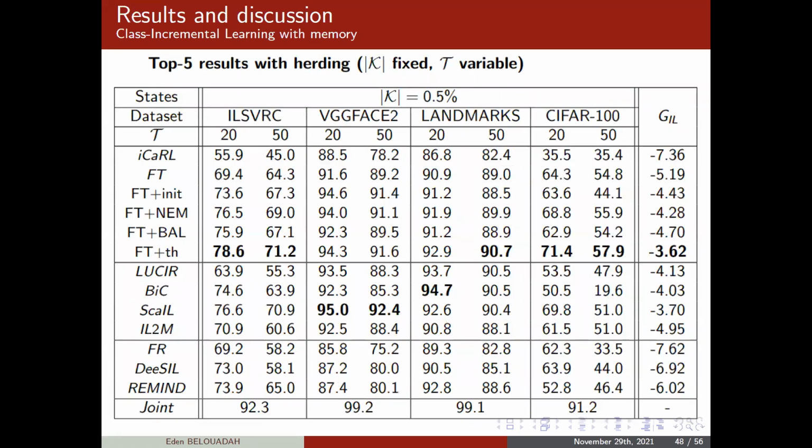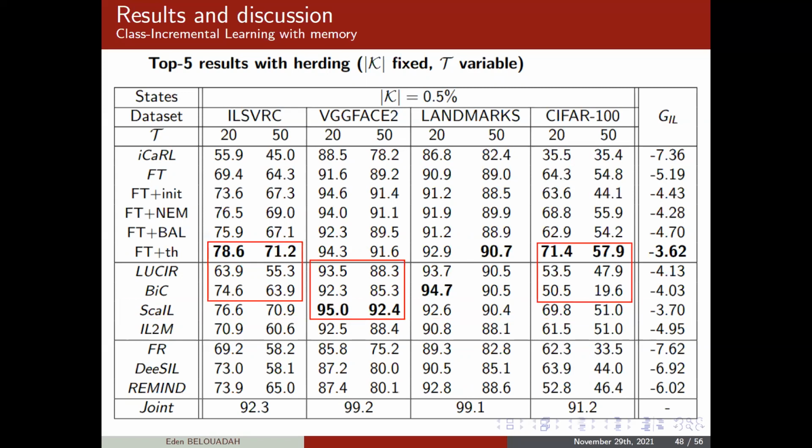In this second slide of results, I fixed the size of the memory to 0.5%. That is the most difficult case because the bias in favor of new classes is higher, and I vary the number of states between 20 and 50. Note that in this slide on the right, I present the global measure GEL. Results show that the best overall results are obtained with our FTTH method in terms of individual scores and also in terms of the GEL score. And this method is followed closely by SCALE. So it's the second best method in this configuration.